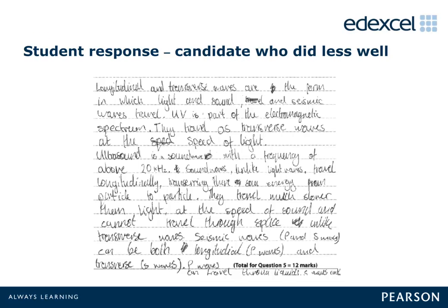This response was able to identify some of the examples as either longitudinal or transverse, but did not explain the differences between the two types of wave. It did attempt to point out some differences between two waves, light and sound, for example, but this was not what the question required. This was a Level 1 answer, scoring 2 marks.